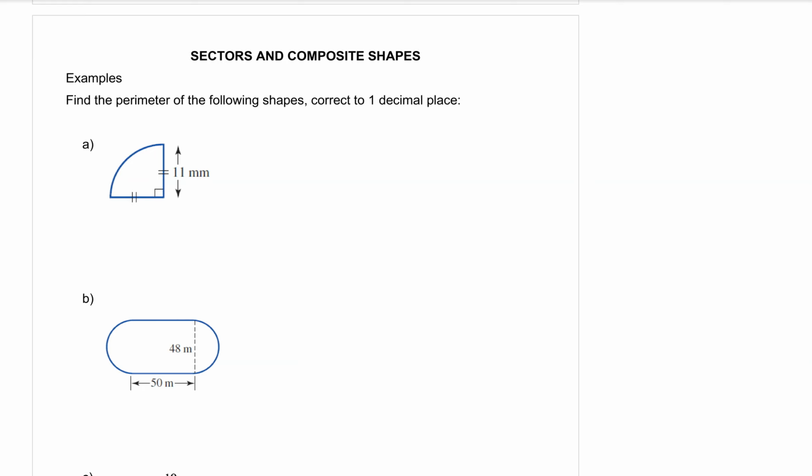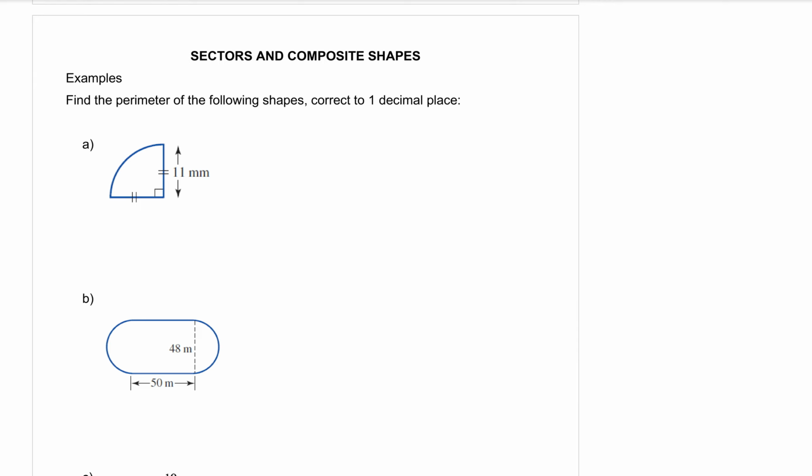Hello, Year 7. Today we're doing some harder questions involving finding the perimeter of sectors and composite shapes. So we're going to go straight into a few examples. We want to find the perimeter of these shapes correct to one decimal place. Now in A here, this is a normal sector, just like what we were doing in last lesson's work.